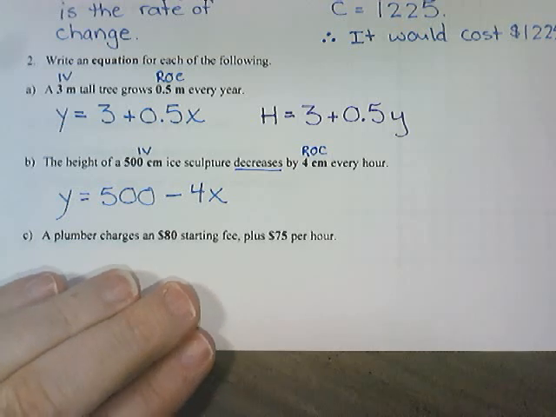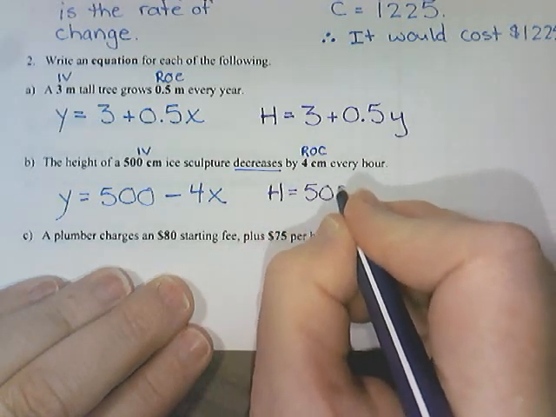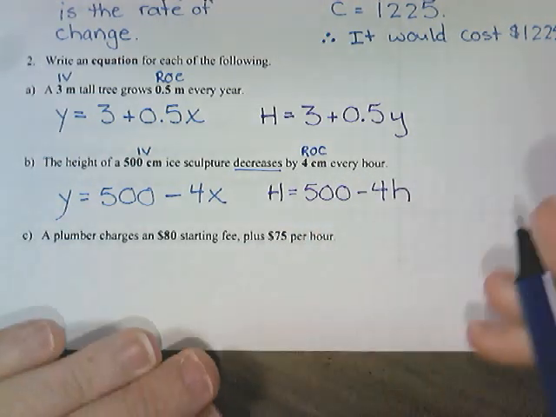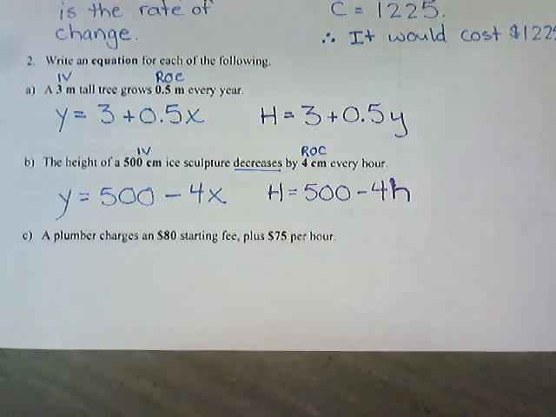Or I could say height h equals 500 minus 4n or 4h. I don't like the idea of having 2 h's. So maybe I would just do 4 times n.